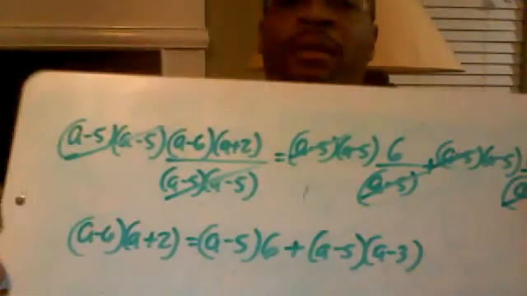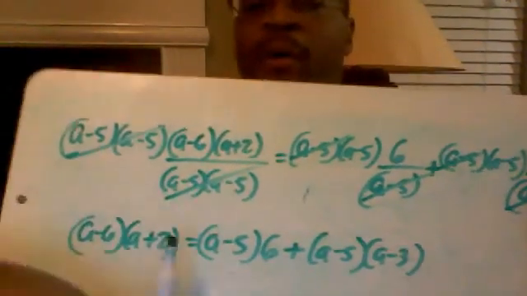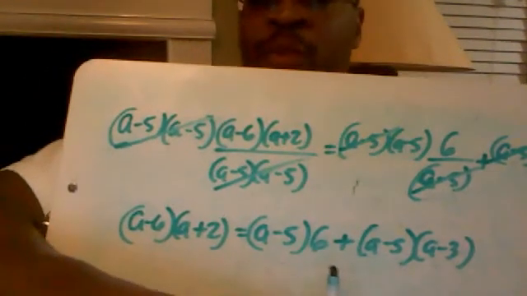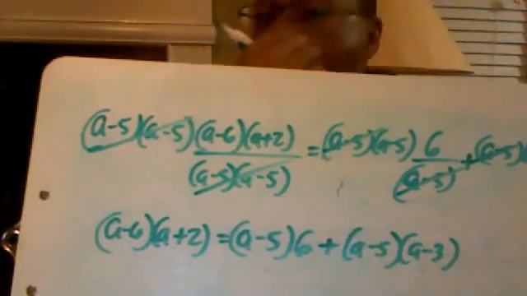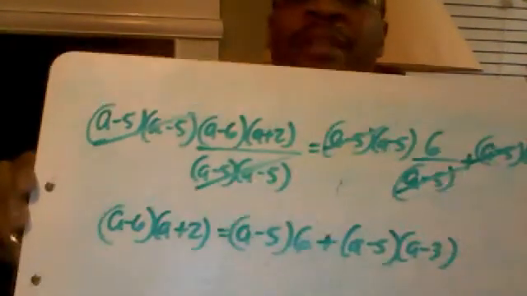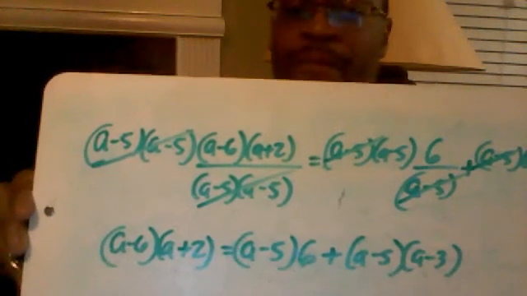Now this is the difference. In my last problem I didn't have this part, and that's what kind of bothered me. (A minus 5)(A minus 3), that's what I should have had. That's the only thing we really need to change, that last term. It should be A minus 5, parentheses A minus 3. And we're going to have to FOIL that.